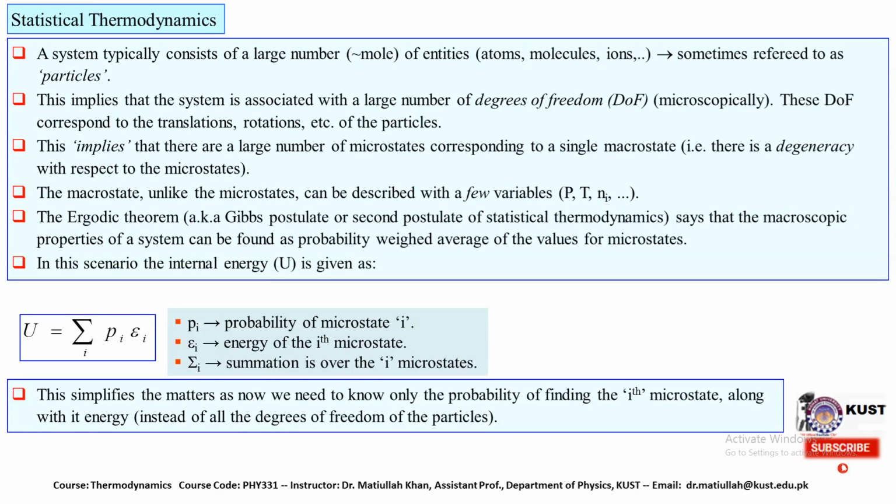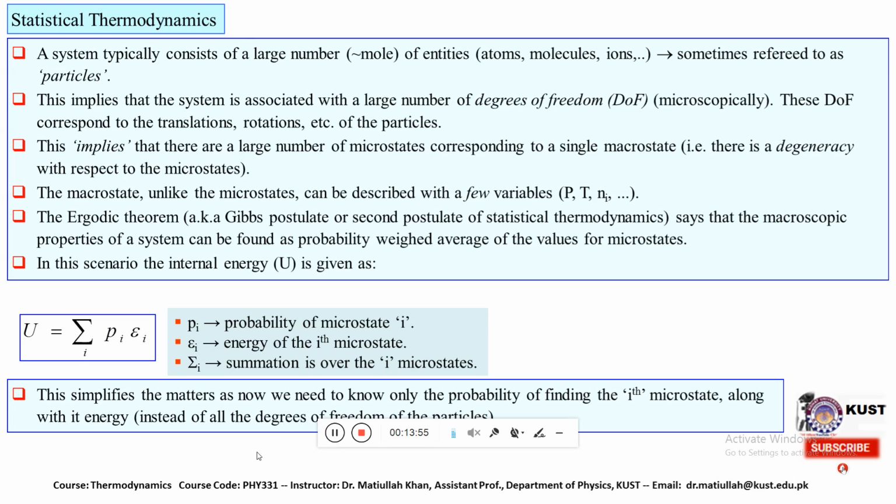We have statistical thermodynamics as well, where a system typically consists of a large number of entities, like atoms, molecules and ions, sometimes referred to as particles. This implies that the system is associated with a large microscopic degree of freedom. The concept of degree of freedom, represented by DOF, is very important in statistical mechanics. It implies that there are a large number of microstates corresponding to a single macrostate, which is called the degeneracy of that state.